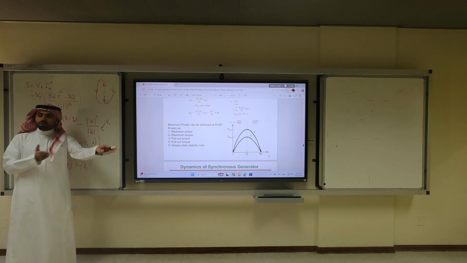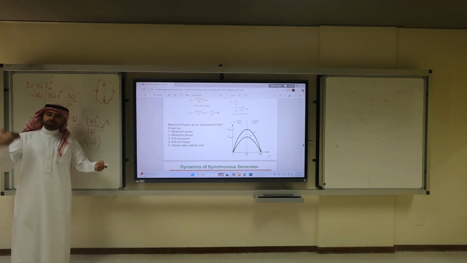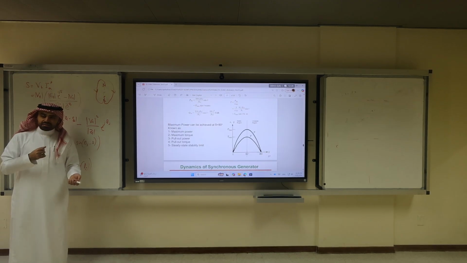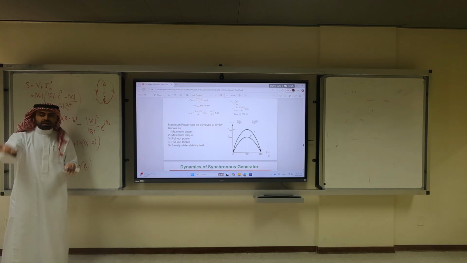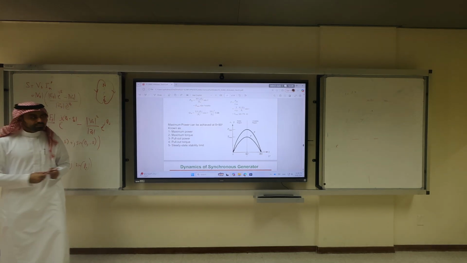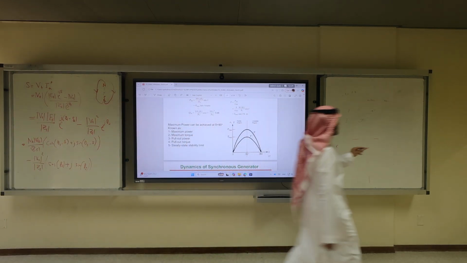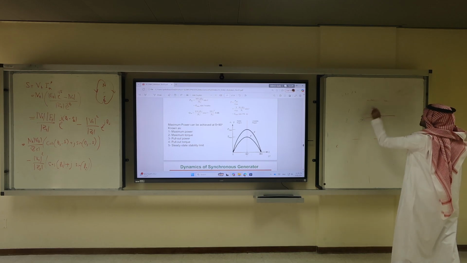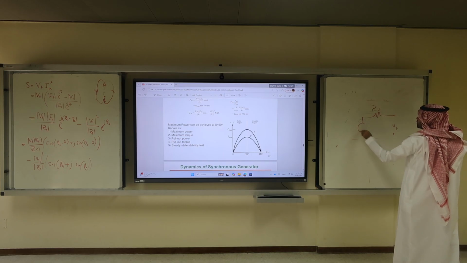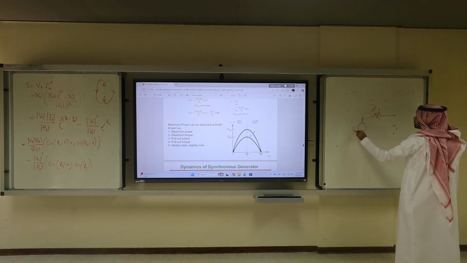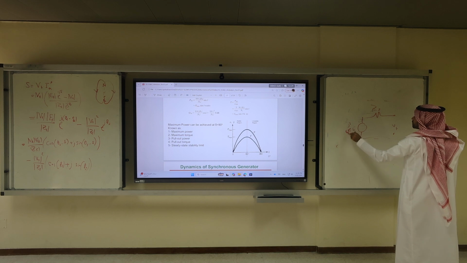But if there is a load, there is a current drawn. Because you draw a current, there will be a voltage drop on Z of S. Because there is a voltage drop in Z of S, then naturally there will be a delta. Power zero, you mean the power transfer? No, no. This is Z of S. This is V of T, right? This is E of F. Right?